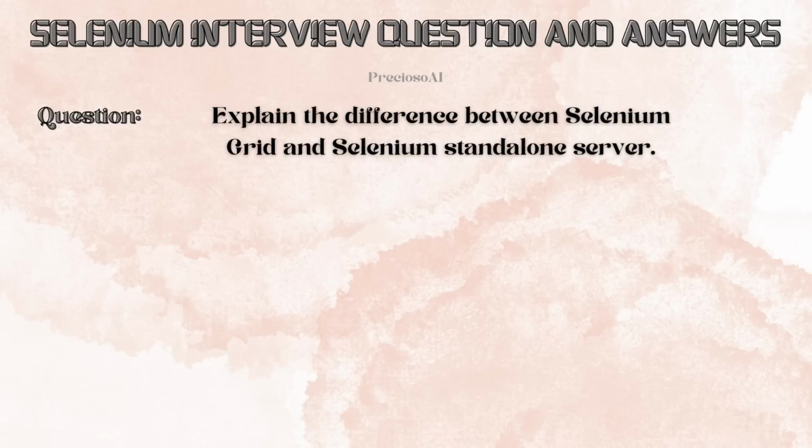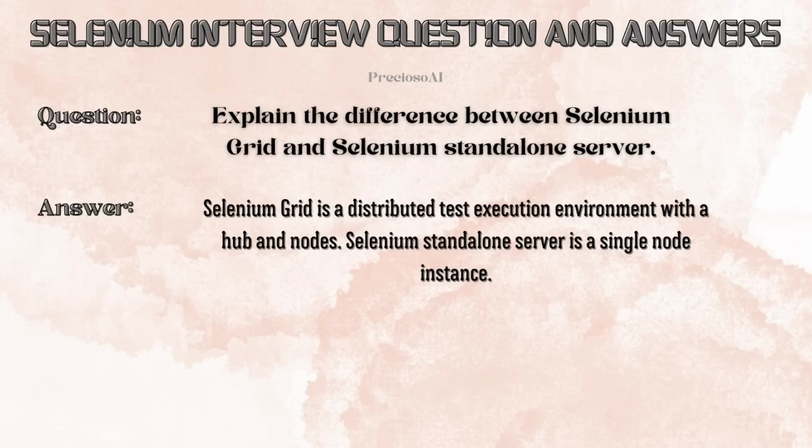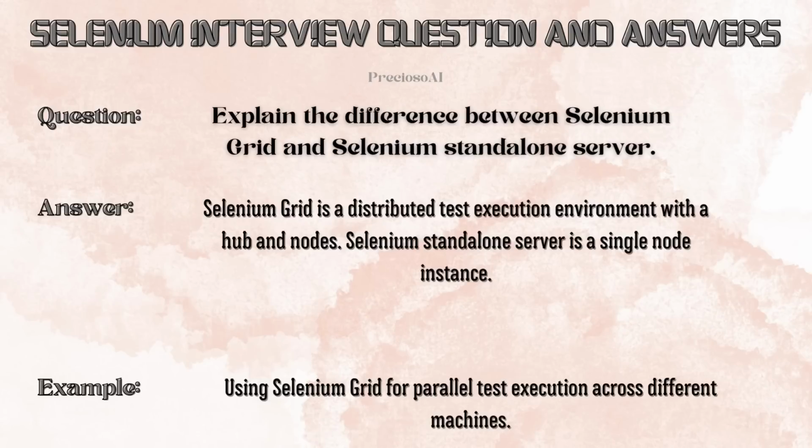Next question, explain the difference between Selenium Grid and Selenium Standalone Server. And the answer is Selenium Grid is a distributed test execution environment with a hub and nodes. Selenium Standalone Server is a single node instance. For example, using Selenium Grid for parallel test execution across different machines.